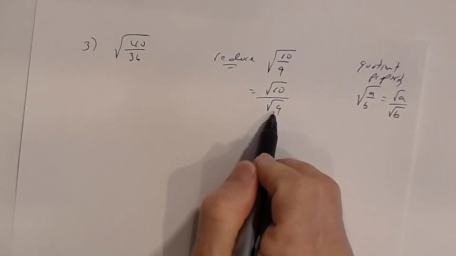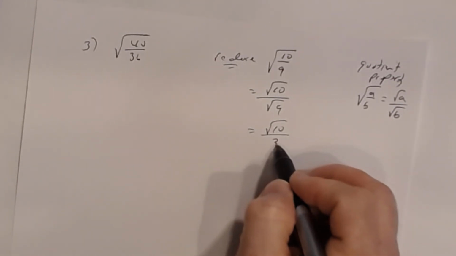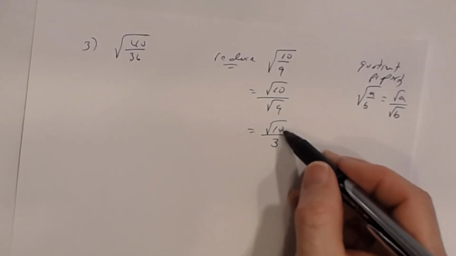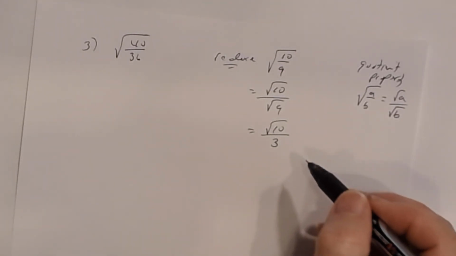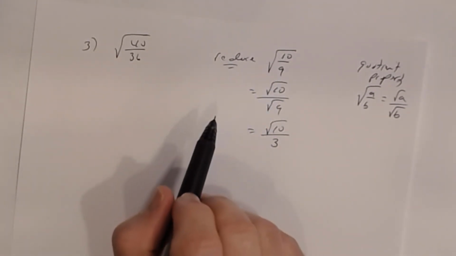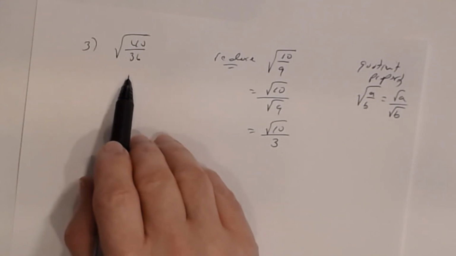But 9 is a perfect square, so that becomes the square root of 10 divided by 3. And I cannot simplify the square root of 10, because the only perfect square that goes into 10 is 1. So for that one, it was actually easier to go ahead and reduce. But it's not always going to be that easy. This one was. But I want to show you a different way.